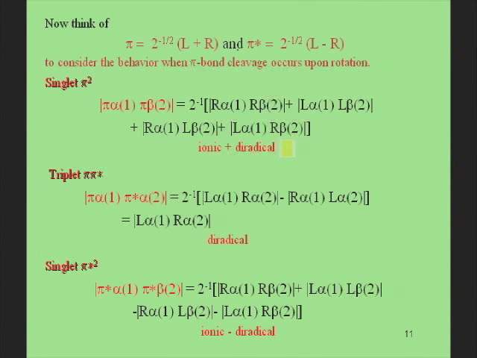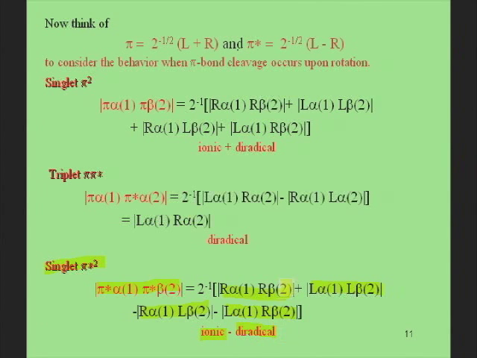Let's look at a couple other examples here. What about the pi star squared? In this case, for pi star, I'm going to write right minus left. So for pi star and pi star, right minus left, I'll get right-right, minus, minus, left-left. So notice plus left-left, but then the cross terms will come in negative. So this term also has ionic and diradical terms in it, but not exactly the same mixture: ionic terms minus diradical terms.